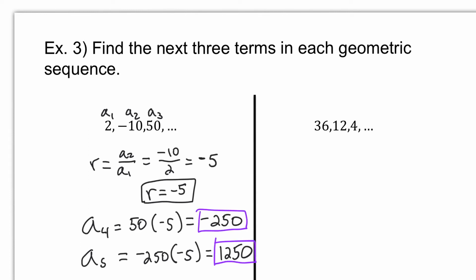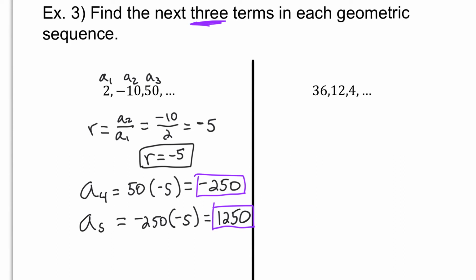But now we're looking for the next one because it's asking for 3 terms. So the next one you just multiply, and that's going to be your sixth term. So my sixth term is 1,250 times the common ratio, negative 5, and that's going to equal negative 6,250. Now you guys can use a calculator. That's fine, use the scientific calculator. You multiply by negative 5, multiply by negative 5 to get to the next term. So that's the first example.